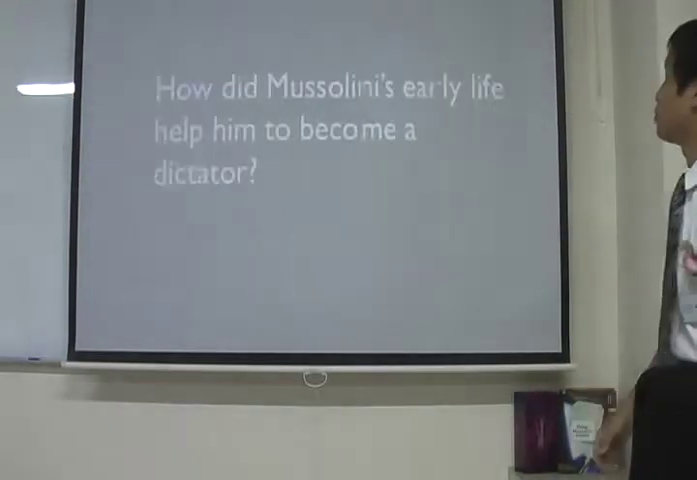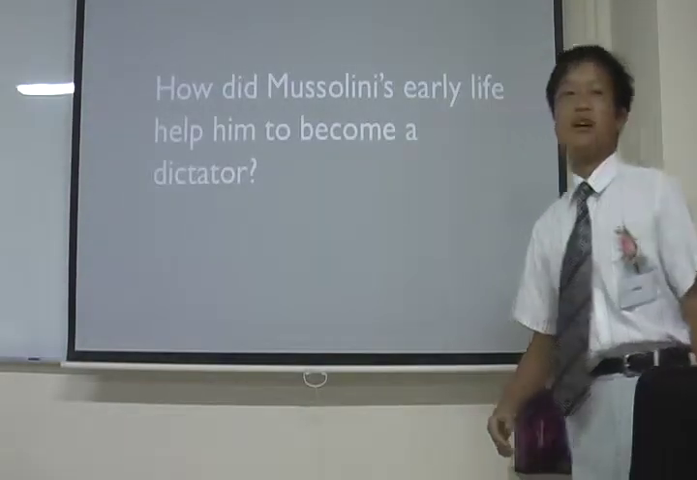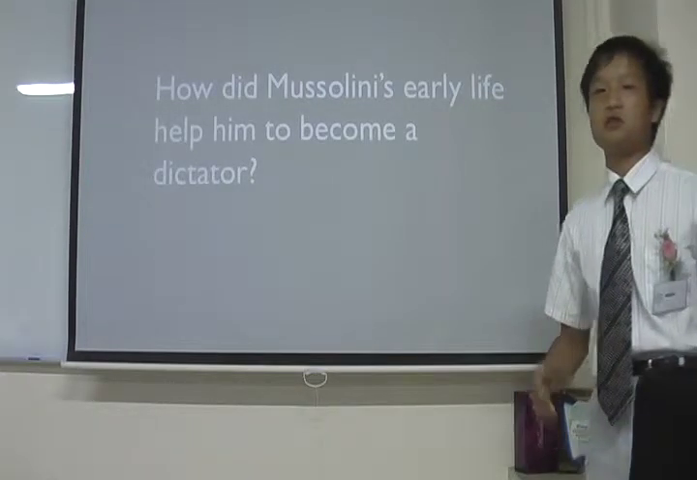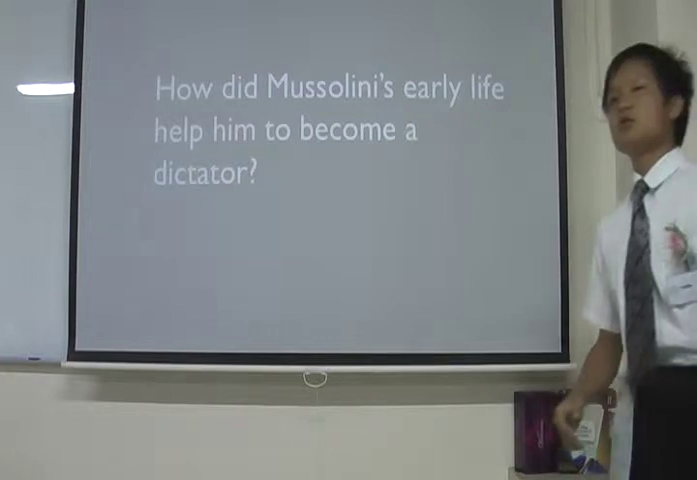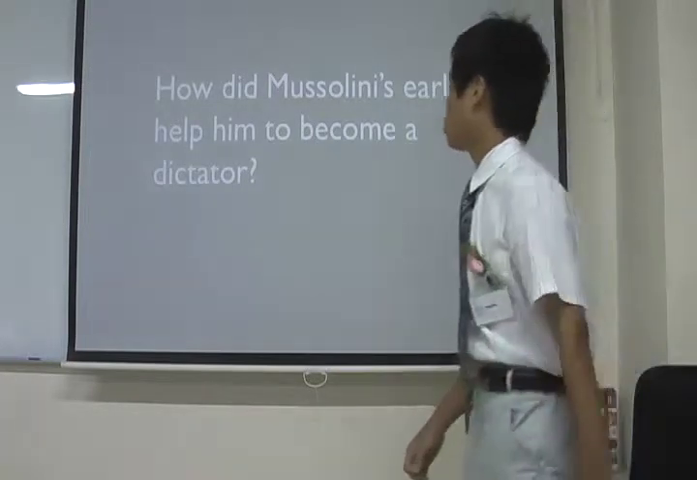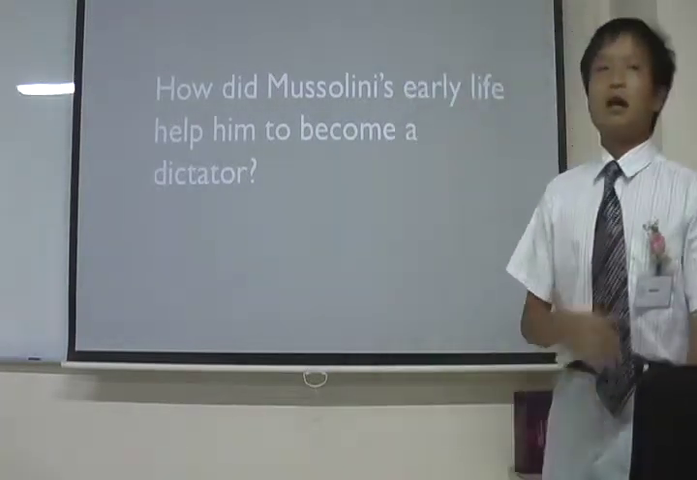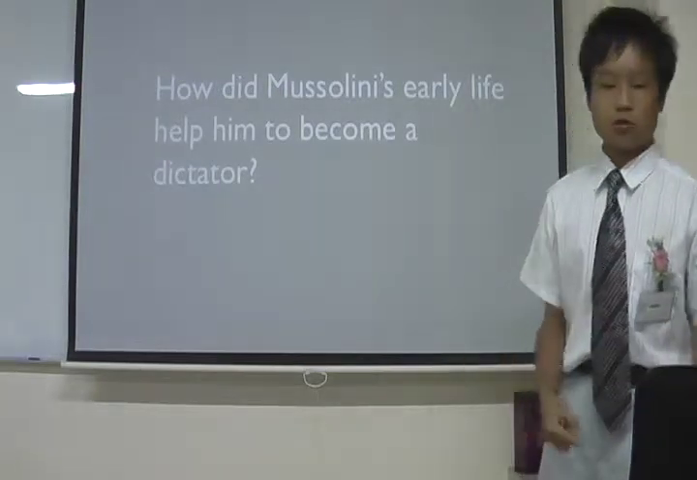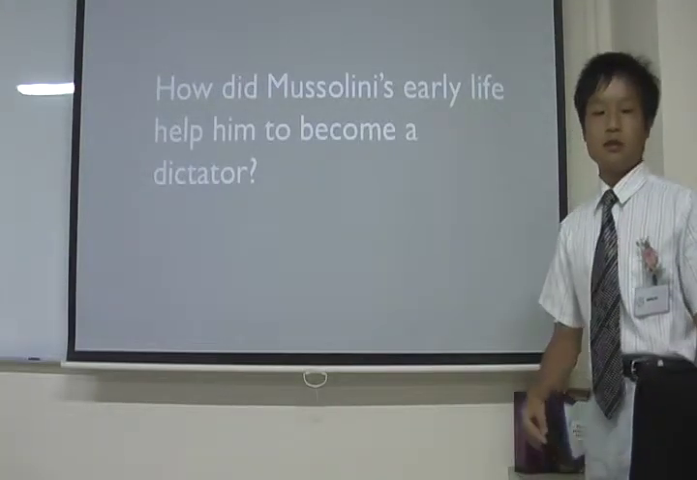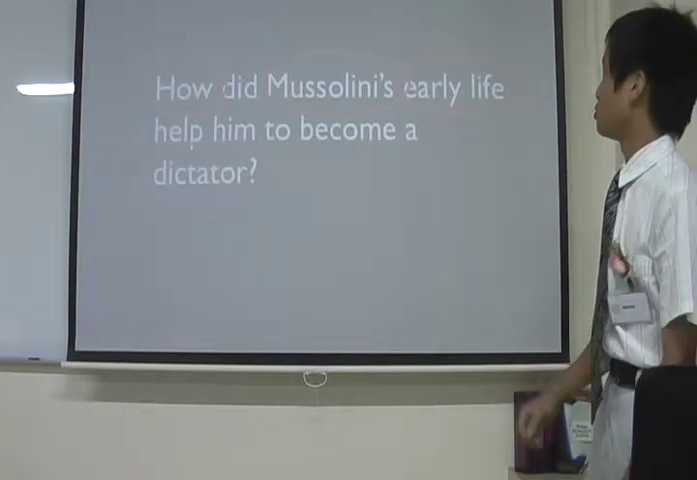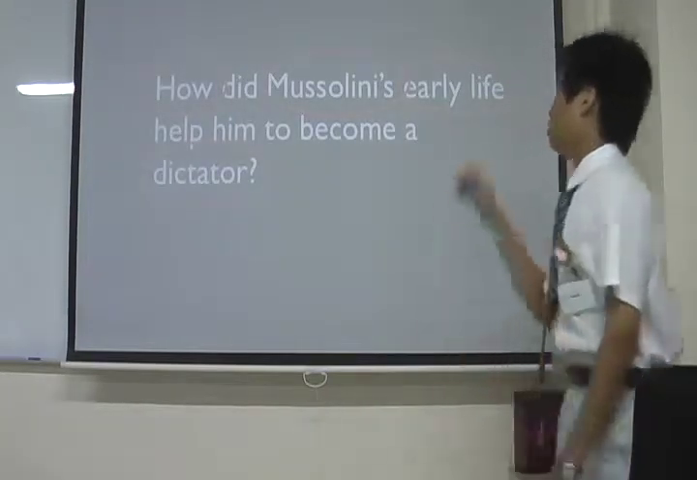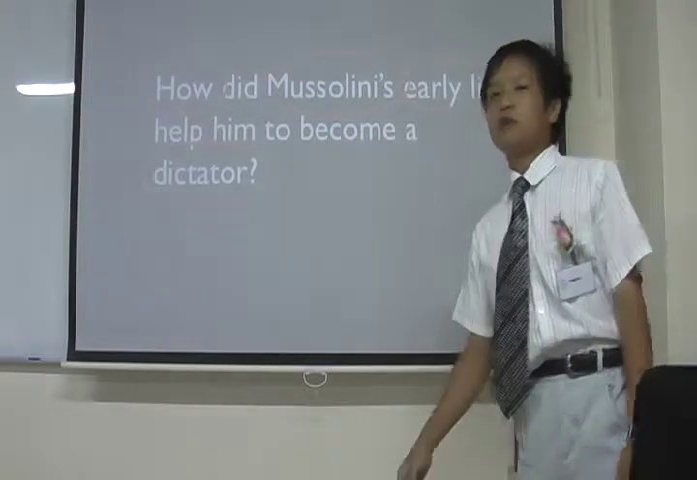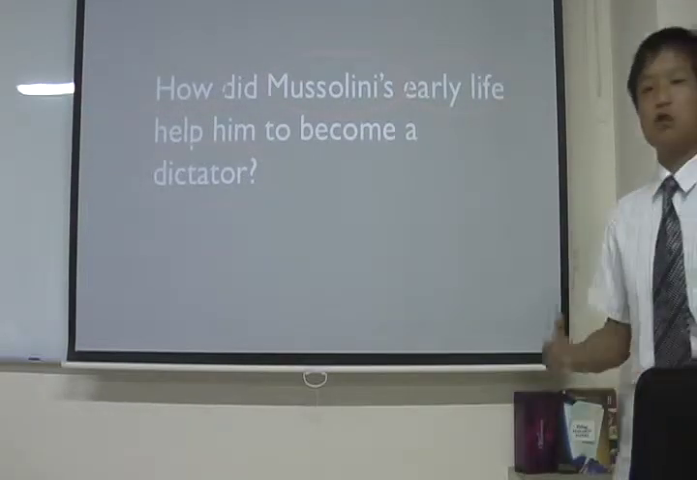And one of the questions that Mr. Carpenter asked was, how did Mussolini's early life help him to become a dictator? Okay, so when I first saw this question, I knew that this question is too broad to be answered at one time. So the first critical thinking I do is find all the keywords. I found that Mussolini's early life and dictator would be the keywords in this question.